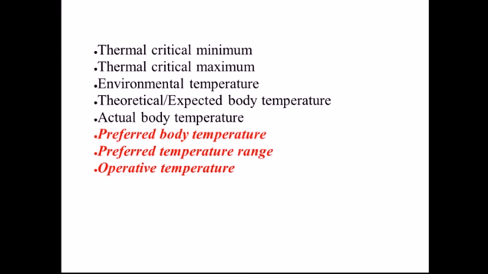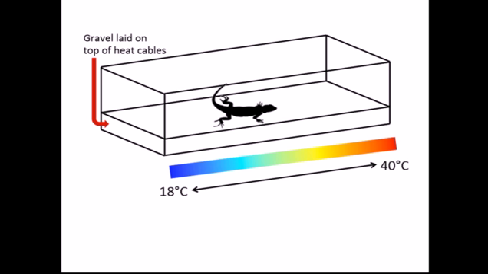The first one, preferred body temperature. What do we do to measure it? We place an animal into a controlled environment with a broad temperature range from very low to very high, and then we observe the animal for a certain amount of time, and usually we see a trend that an animal prefers a certain temperature more often than all the others, and we assume this temperature to be its preferred temperature.